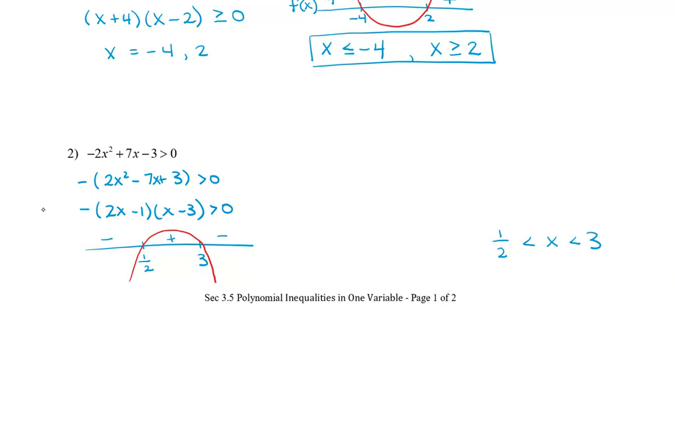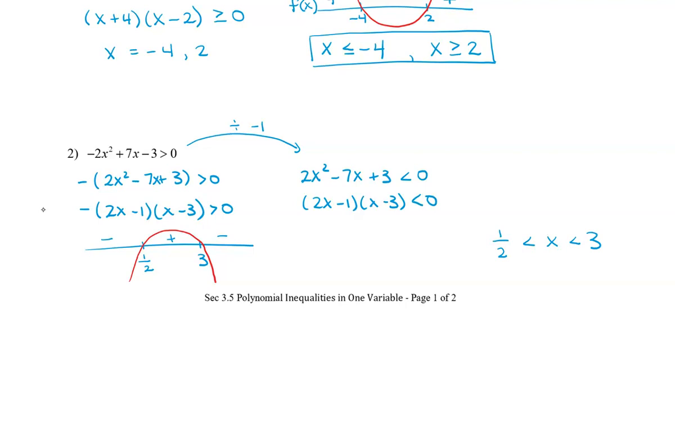Now an alternative way to do this: I don't like the negative, so I'm going to divide the whole question by the negative. So I would get 2x squared minus 7x plus 3, but because I'm dividing the left side and the right side by -1, or I can think of it also as multiplying by -1, my inequality sign switches. So instead of greater than, it's now going to be less than 0. Then I'm going to factor like I did before.